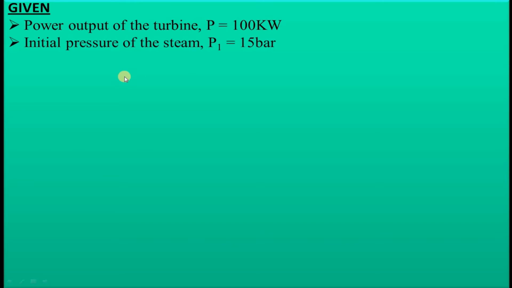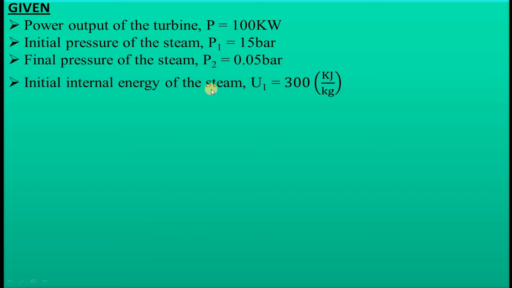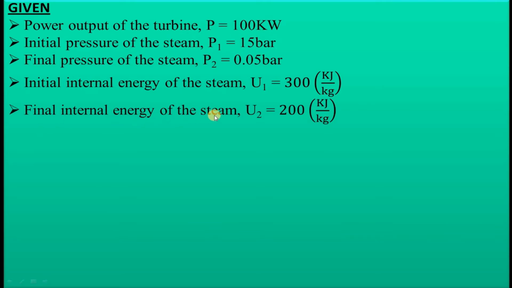Now I will list out the given conditions from the question. First, power output of the turbine is 100 kW and it is taken as P. Second, initial pressure of the steam is 15 bar and it is taken as P1. Third, final pressure of the steam is 0.05 bar and it is taken as P2. Fourth, initial internal energy of the steam is 300 kJ per kg and it is taken as U1. Fifth, final internal energy of the steam is 200 kJ per kg and it is taken as U2.